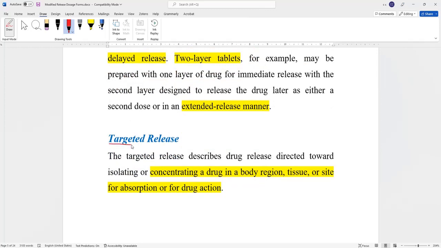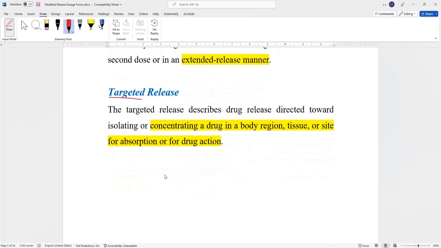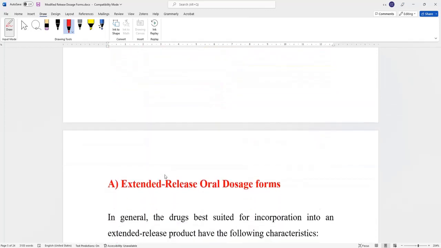As for targeted release, here we are talking about concentrating the drug in a specific place or region. Why are we concentrating the drug at that area? Maybe because that area is where the drug will exert its action, or because it's the best place for absorbing the drug. Like we know that the small intestine is the best place for absorbing the drug.